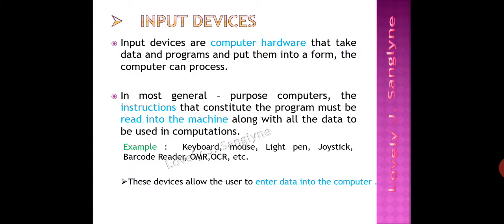Input devices. Input devices are computer hardware that takes data and programs and puts them in a form that the computer can process. So an input device is a piece of computer hardware. Computer hardware are the physical parts of a computer which are used to provide data and control signals to the processing system, which is the CPU.